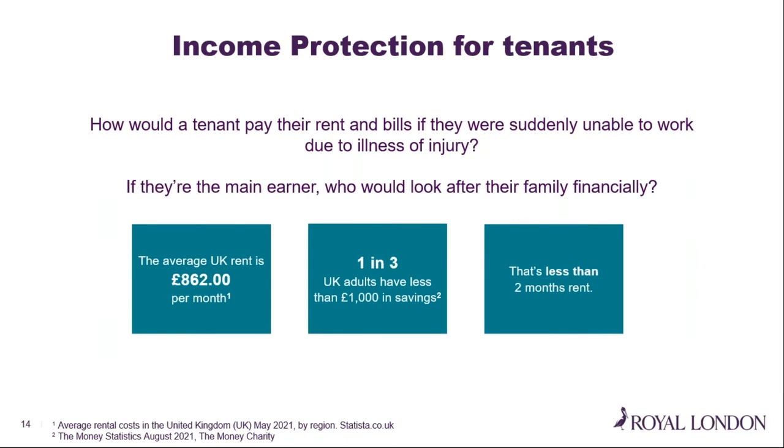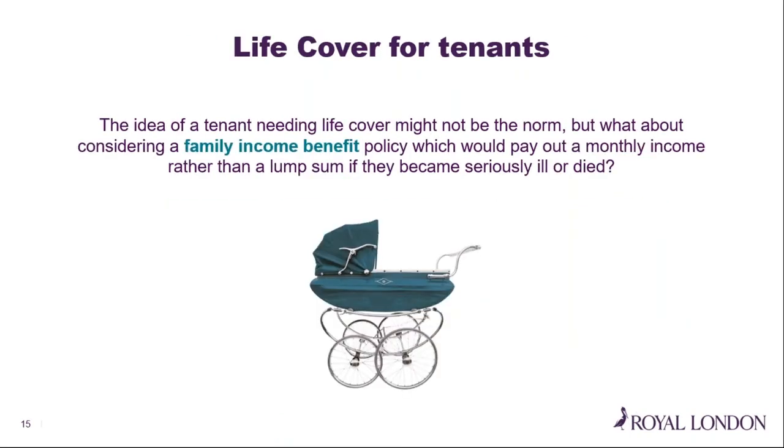Slide 15 now, please. So the idea of a tenant needing life cover might not be the norm, but what about considering a family income benefit policy that could also include critical illness cover? This would pay out a monthly income rather than a lump sum if they became seriously ill or died, and that might suit our renter a little bit better.